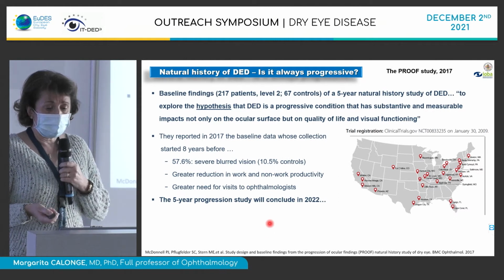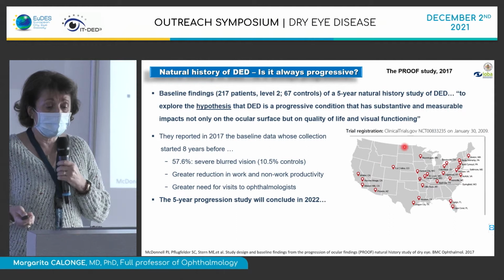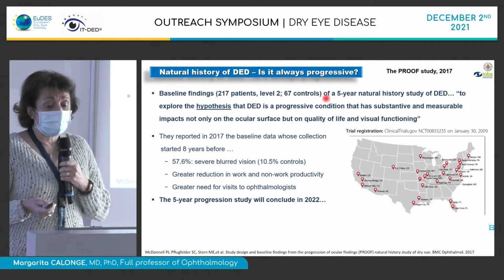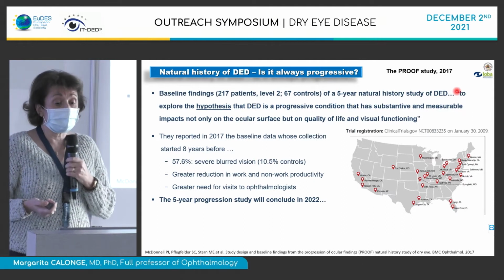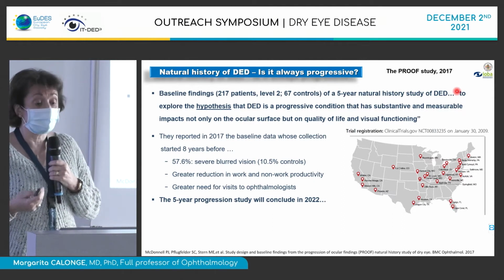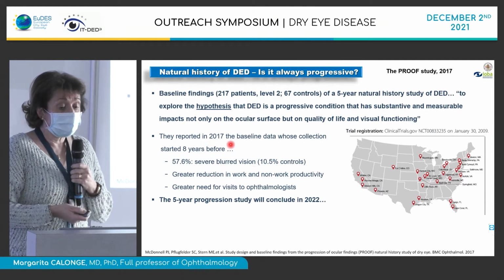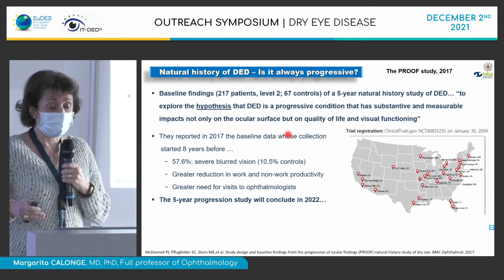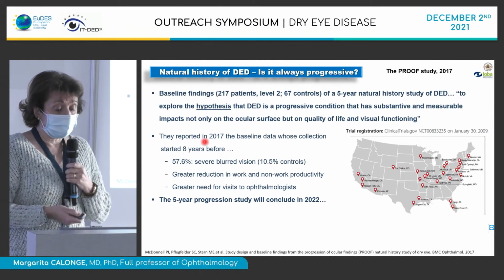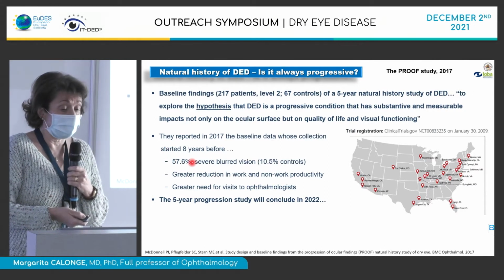They did a study in the United States, from all these places that you see on this map, collecting a 5-year natural history of dry eye, with the hypothesis that dry eye is a progressive condition. It took them 8 years to publish this paper, collecting data from the baseline of these patients. They published it in 2017, and these were the conclusions.